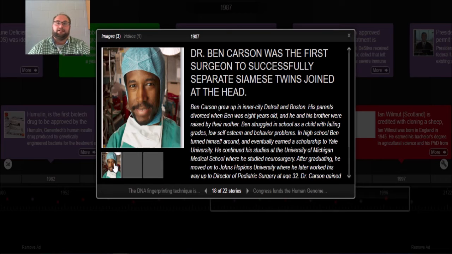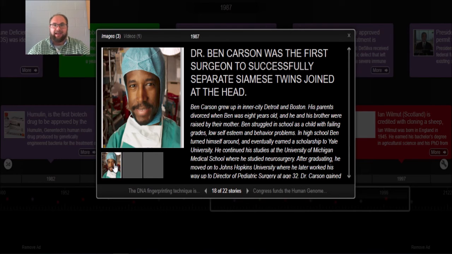And so Ben Carson grew up in inner city Detroit and Boston, and his parents separated and were divorced when he was about 8 years old, and he and his older brother were raised by their mom. And Ben struggled as a kid with failing grades and low self-esteem. He had behavior and anger problems. And in about middle school, Ben started to turn himself around.